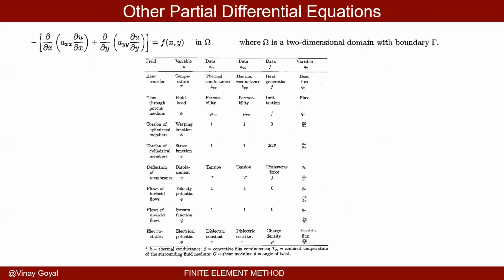So that's how you do it for the global coordinate system. I do want to point out there are other partial differential equations that are quite complex, but you can use the same equations I was showing today, just change the variables as you see here to recover a particular physics. For example, heat transfer problems will use temperature as a variable of interest, and the data you need is thermal conductivity, which are the Ks, right? And you can look at flow, torsion, deflection of membranes, inviscid flow, and electrostatics.